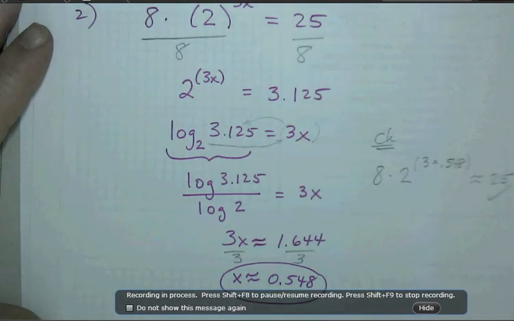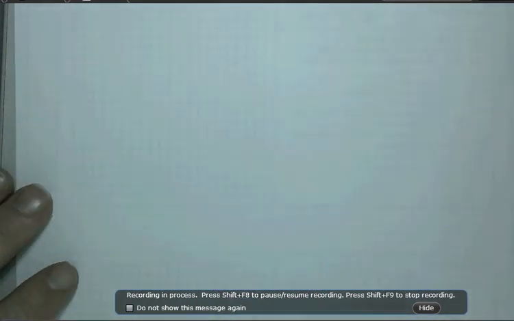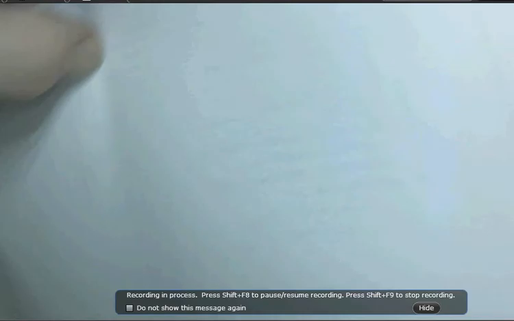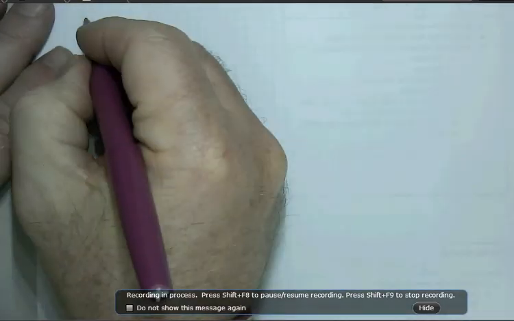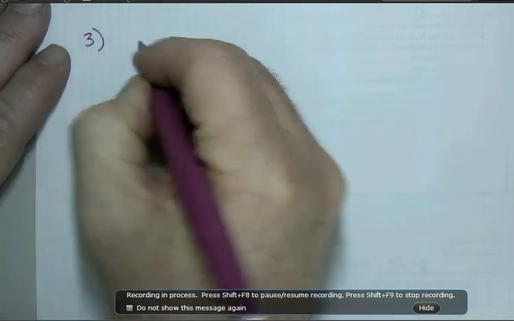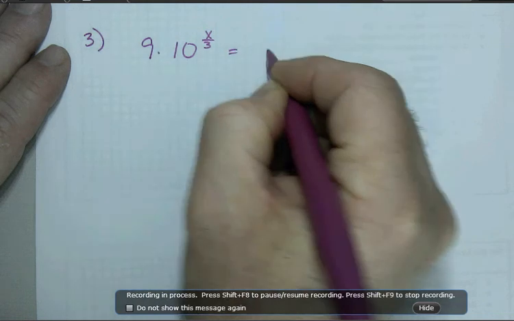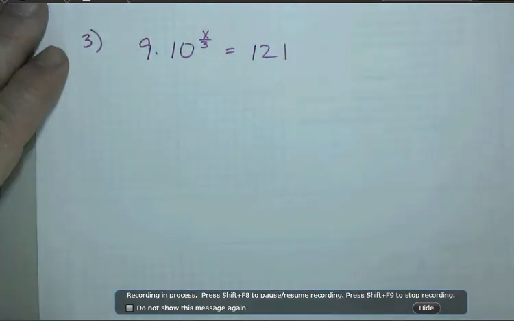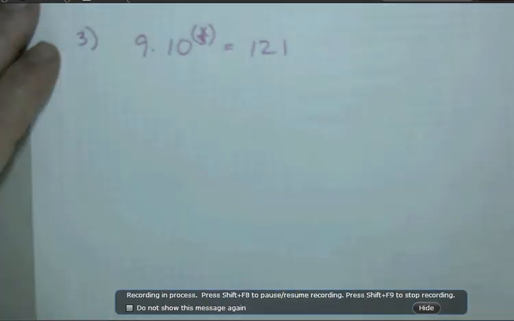All right. So we've now seen a problem that had a base of 4 and a base of 2. What happens, for example, if our base is 10? I bring that up because 10 is our common base that we've been working with. So let's suppose the third example is 9 times 10 to the x over 3 power equals 121. Now keep in mind, the x over 3 there is all up in the exponent.